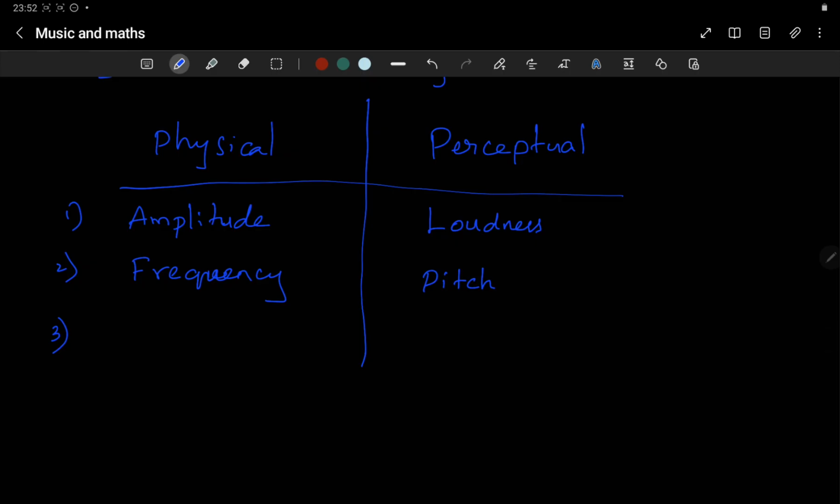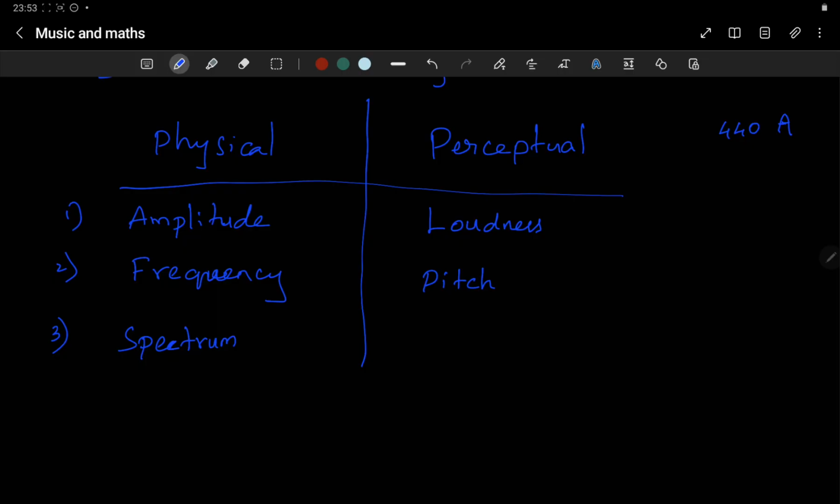And the third factor is spectrum. What's a spectrum? We have discussed that a vibrating structure which vibrates at a particular frequency will produce a sound. Let's say a structure is vibrating at 440, then we call that a 440 A.